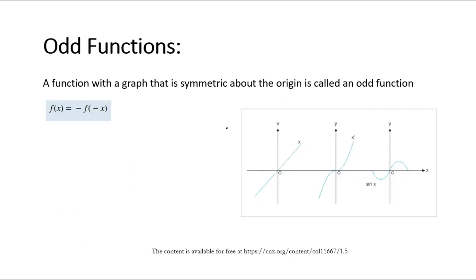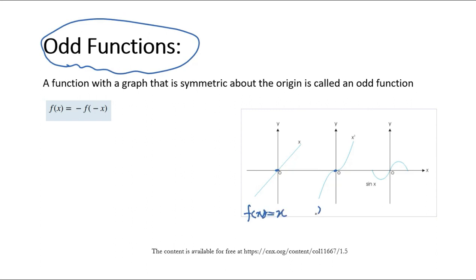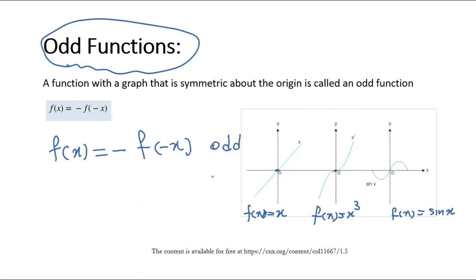And if the graph is symmetric across origin, it's called odd function. Example, f of x is equal to x, f of x is equal to x to the third, and this one is f of x is equal to sine x. These are examples of odd functions. So in odd function, f of x is equal to negative f of negative x, odd. But for even, f of x is equal to f of negative x.